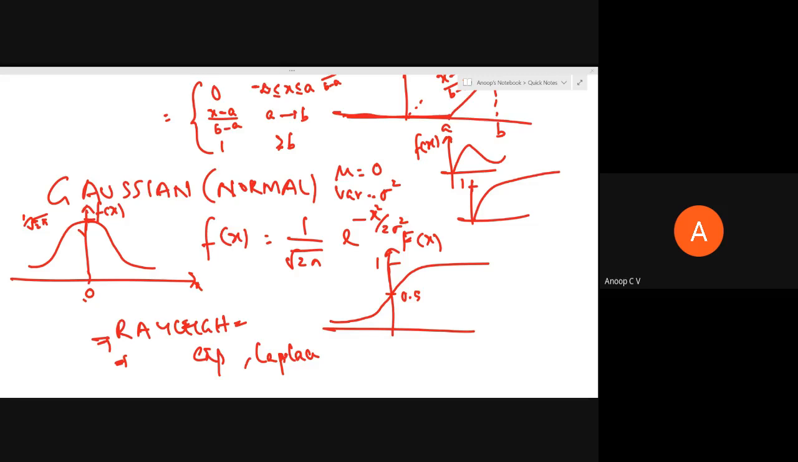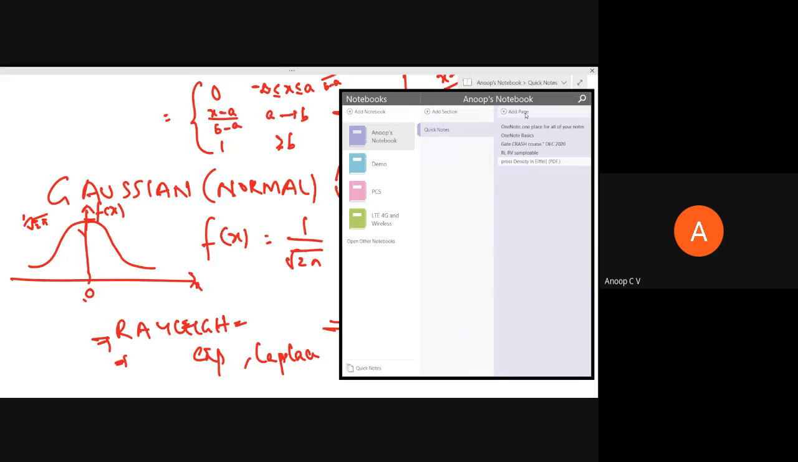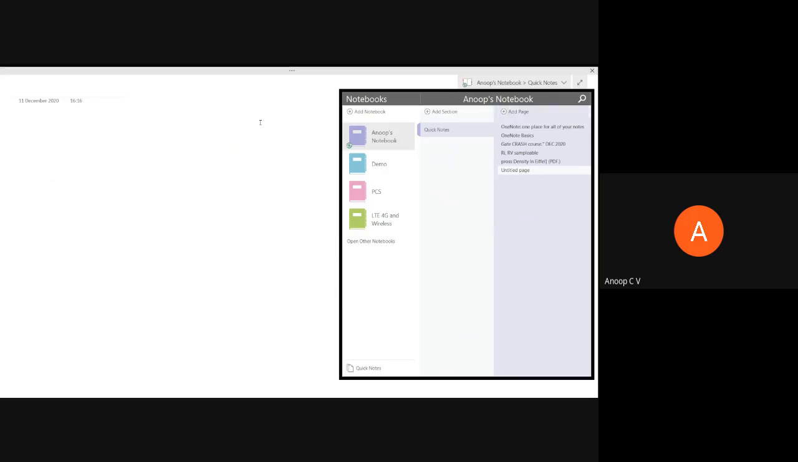Fine. So now we'll proceed further. We have discussed the probability density and probability distribution function. If it is joint probability density function or joint probability distribution function, so if it is F of x comma y, it is nothing but the probability that X is less than or equal to x and Y is less than or equal to y. So this is the joint probability.